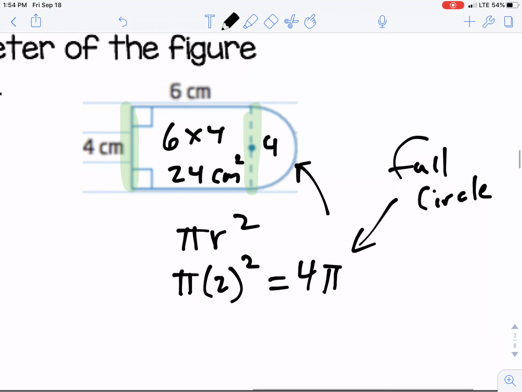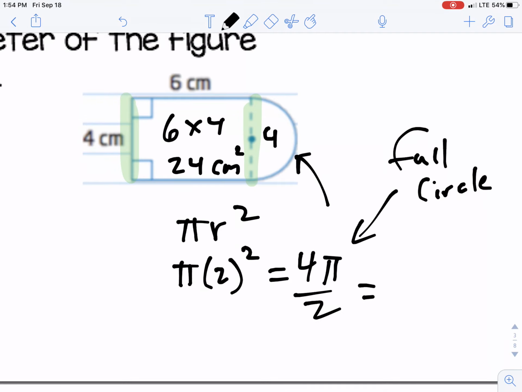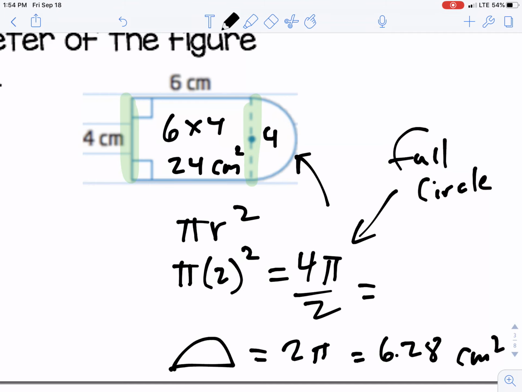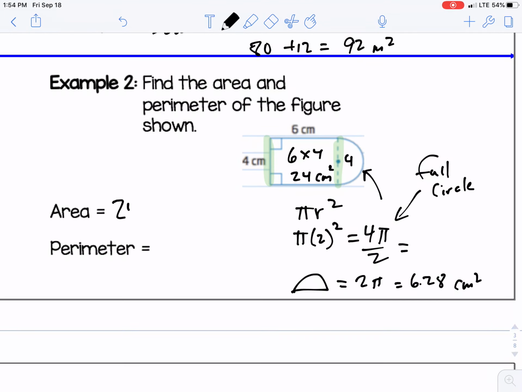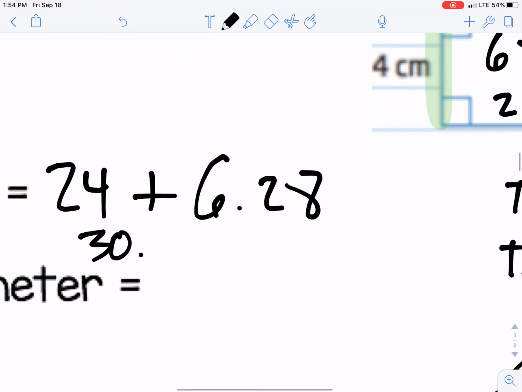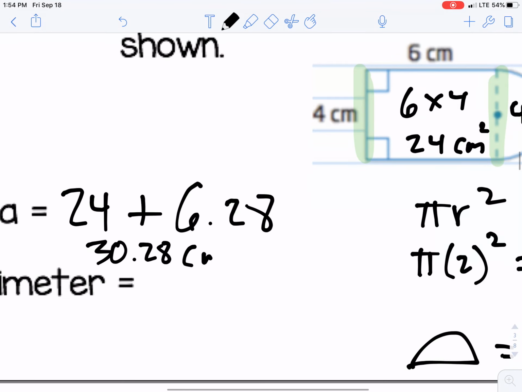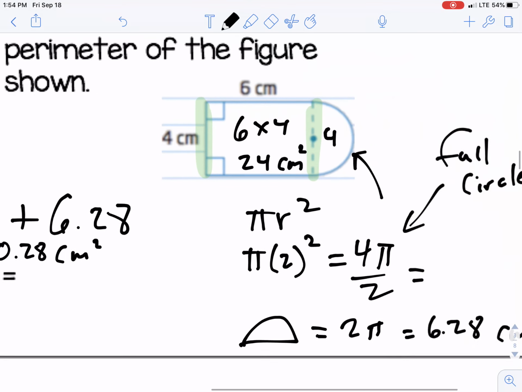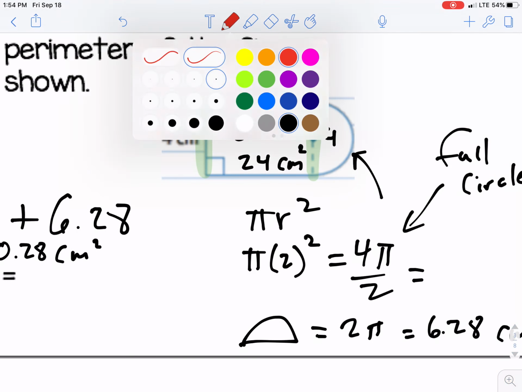We want a half circle. So then we're going to take and divide this by 2 and get our half circle area to be 2 pi, or 2 times 3.14, which will give us 6.28, and we're in square centimeters. Then to find the total area, you're going to add the 24 plus the 6.28 together, which would give us 30.28 centimeters squared.